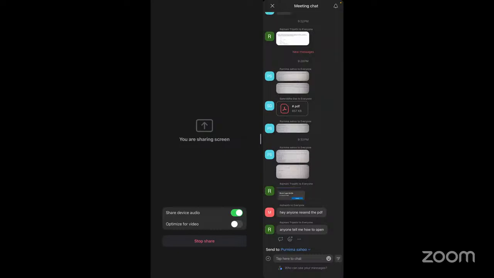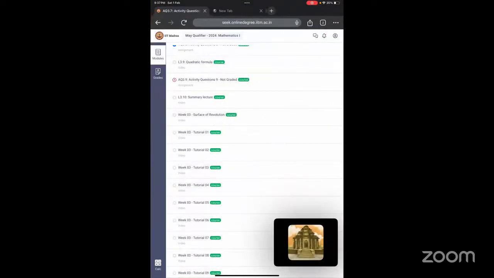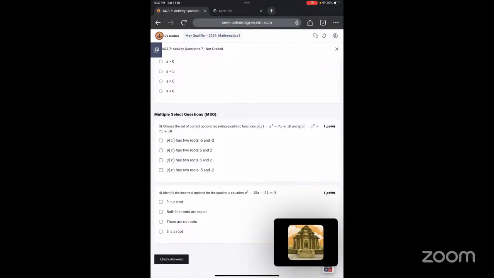Ma'am, question 3.7, I didn't understand. How did we determine QX and PX for marking? For this question, you just apply the FOIL method, break 7 into 5 and 2. We got the roots 5 and 2, but in the options there is QX and PX, right? So PX has the roots 5 and 2, and QX has the roots -5 and -2. So option 2 and option 4 are correct.